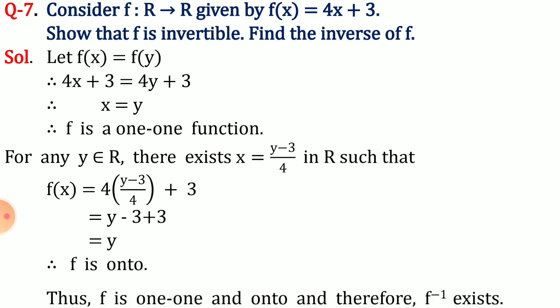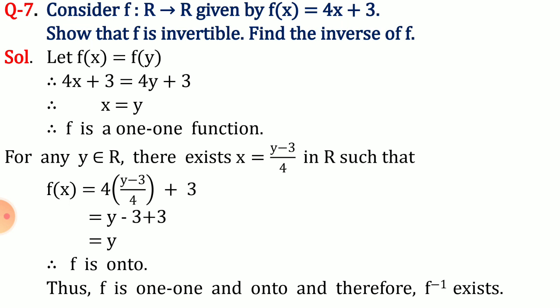Therefore f is one-one and onto function, so f inverse exists. Now let g be a function from R to R defined as g of x is equal to x minus 3 upon 4. Again find f composition g and g composition f, so we get the identity function. So f composition g of x is equal to the identity function and g composition f is the identity function. Therefore f is an invertible function.